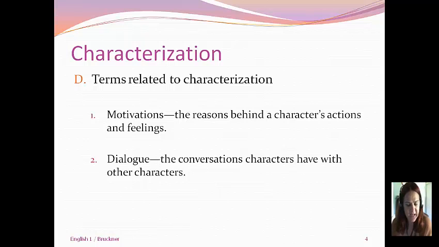So let's review. So first we talked about the ways that a writer creates our character, which were direct characterization and indirect characterization. Then we talked about character labels, our protagonist, our antagonist, and subordinating character. Then we talked about types of characters, which were flat, round, dynamic, and static. And then we have two special terms related to characters, motivations and dialogues.